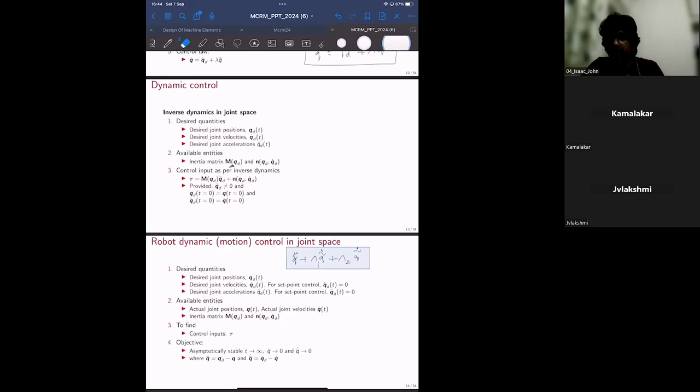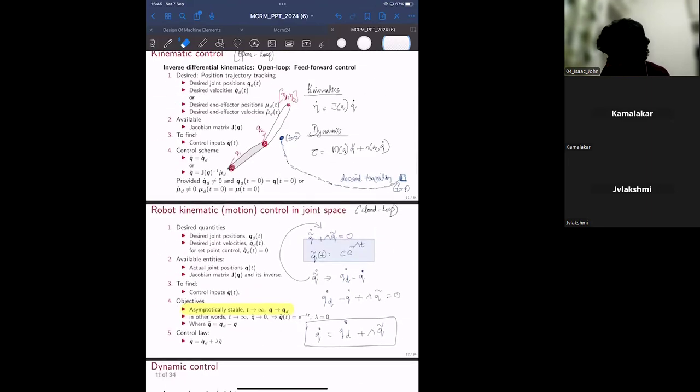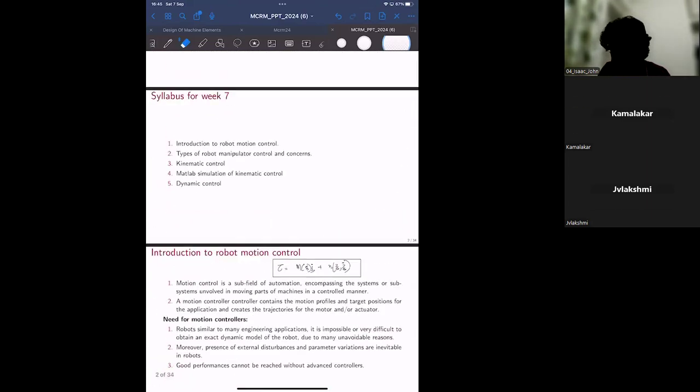Sir, why is the subject title robotic control and manipulator? Is it different from the robotics subject, sir? Yeah, because robotics is quite vast, right? There are lots of robots. So the course title is Mechanics and Control of Robotic Manipulators.